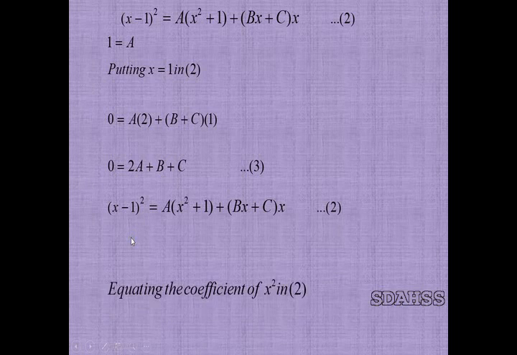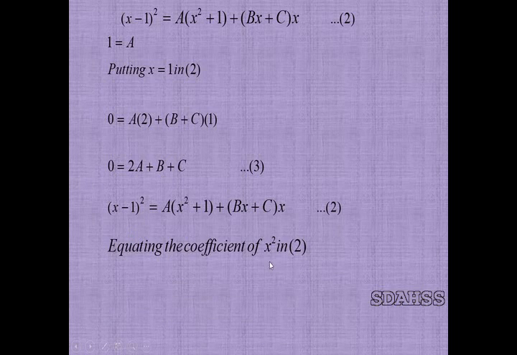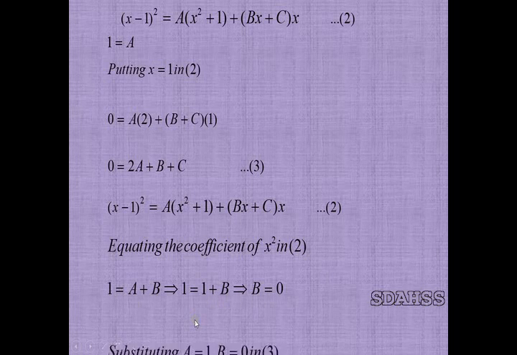Then equating the coefficient of x square in the second equation. In the left hand side you will get 1 is equal to, here the x square coefficient is a plus b. A plus b is equal to 1. Substitute a is equal to 1. So this becomes 1 is equal to 1 plus b, which means b is equal to 0.